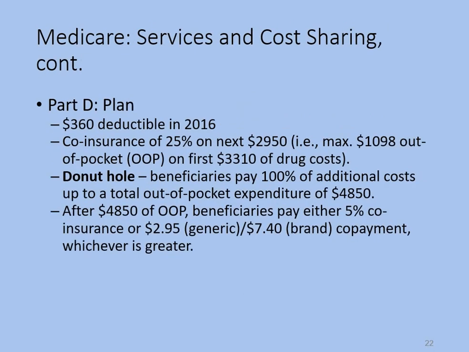Part D, there's a $360 deductible in 2016 that you have to pay before you get any money back. There's a coinsurance of 25% on the next $2,950. There's this donut hole that I want you to be aware of. Beneficiaries pay 100% of additional costs up to a total out-of-pocket expenditure of $4,850. After $4,850 of the out-of-pocket expenses, beneficiaries pay either 5% coinsurance or $2.95 generic, $7.40 brand copayment, whichever is greater. So even with Part D, there's some that you have to pay.